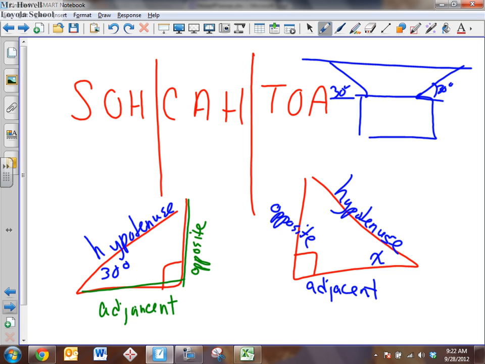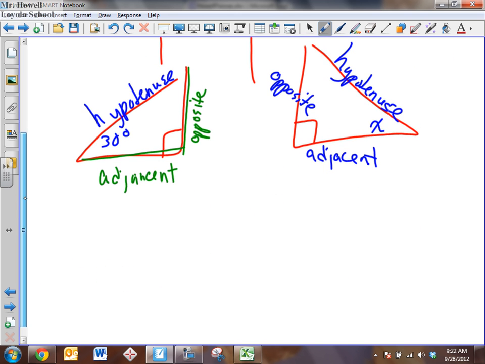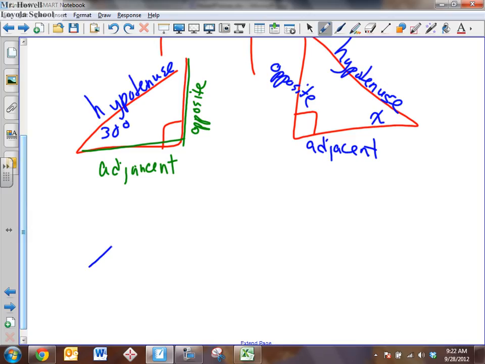Now we're going to draw 2 more triangles. Let's draw a triangle the same way on both sides.